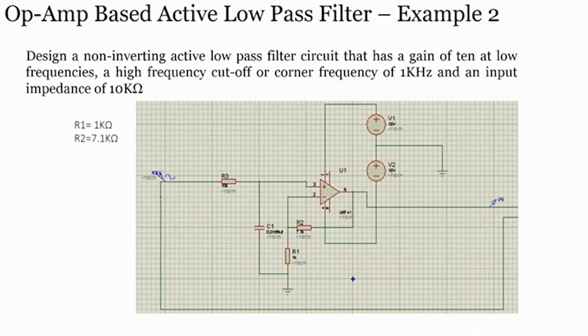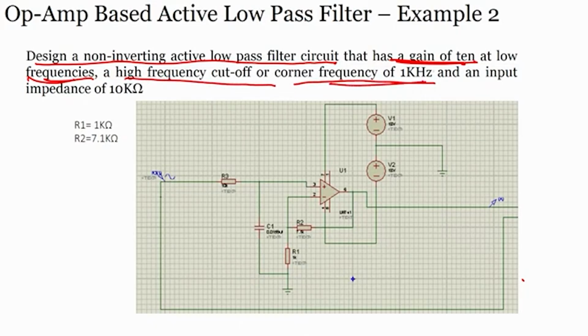Let us take another example. Here if you see a circuit, again this circuit is prepared by Sitaram using PSpice, and what he has said is: if you want to design a non-inverting active low pass filter circuit that has a gain of 10 at low frequencies, a high frequency cutoff or corner frequency of 1 kilohertz and an input impedance of 10 kilo ohm, for this given set of values, what will be R1 and R2?